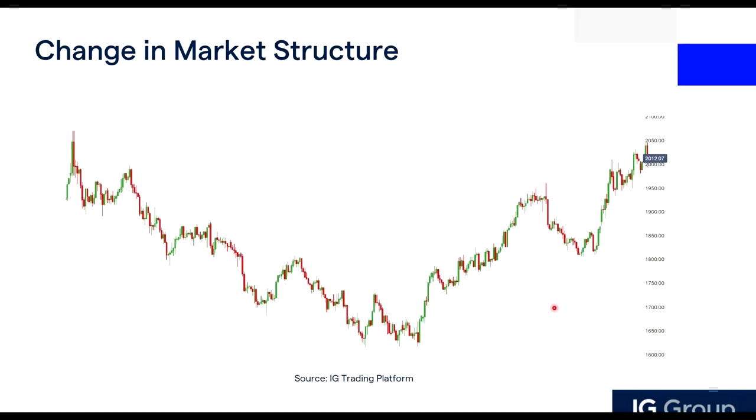Because when we talk about reversal trading, if it's a downtrend, we are supposed to go for short positions. But when do we actually switch sides to the long position? One of the methods is to use market structure. We are trying to find the change in the market structure. So what do I mean by that?